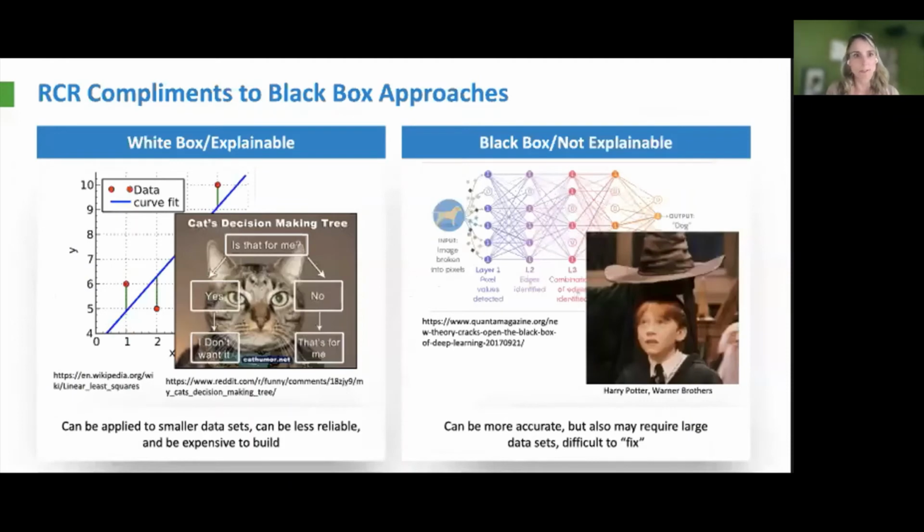I'm going to skip this one because we probably all know about white and black box, but my favorite way to explain black box is that it's the Sorting Hat, because the Sorting Hat makes decisions, but we do not know how the Sorting Hat comes to its decisions.